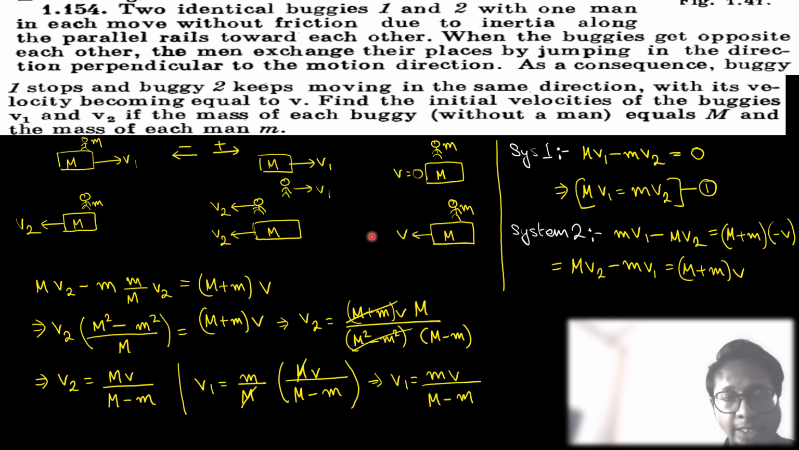Now see, I have considered V2 in this direction, no? And V1 in this direction. So when I'm giving this, these are just the magnitudes. V2 will be in the negative direction, V1 will be in the positive direction, and the magnitudes will be this one and this one. V2 is equal to MV by M minus m, V1 is equal to small mV by M minus m. So this is our problem.